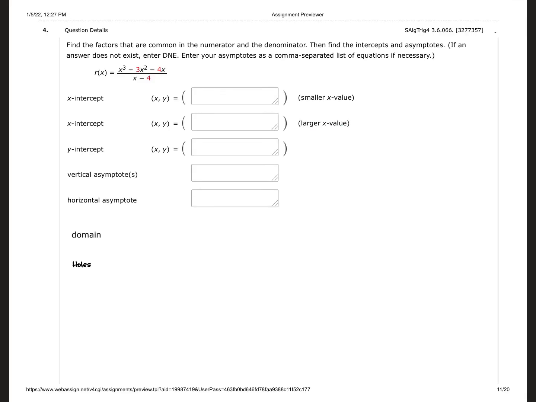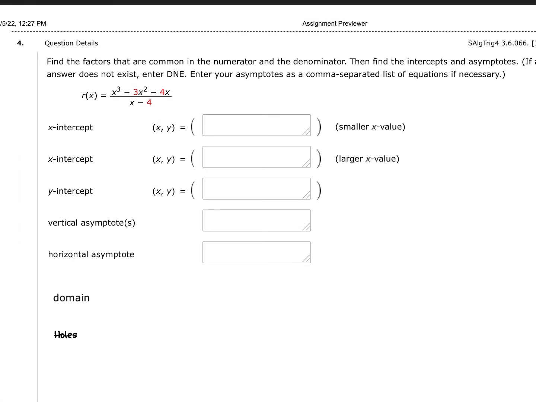For your next one, you have r of x is equal to x cubed minus 3x squared minus 4x over x minus 4. To find your x-intercept, you're going to take the numerator, solve it for x. You have x cubed minus 3x squared minus 4x. You're going to factor out an x. That's going to leave you with x times x squared minus 3x minus 4 is equal to 0.